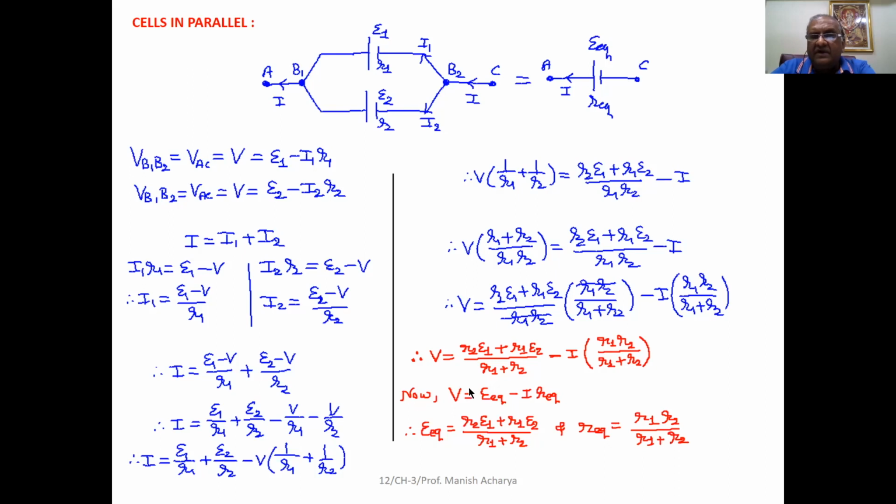Now compare this equation with V equal to E equivalent minus I into R equivalent. So we can write E equivalent equal to R2 E1 plus R1 E2 upon R1 plus R2, and R equivalent is R1 R2 upon R1 plus R2. Clear to all of you up to this one?